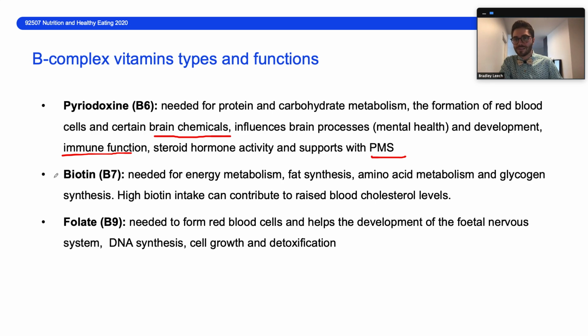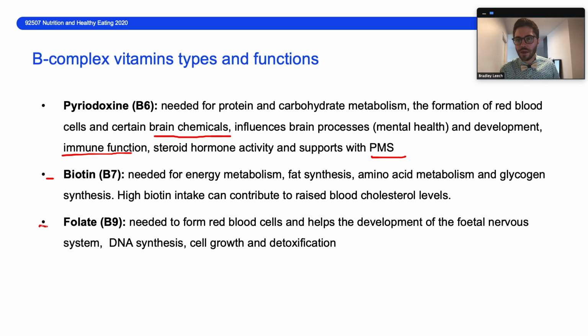We've got B7, needed for energy metabolism, needed for fat synthesis, glycogen synthesis. Now, another interesting element of B7 is if you consume too many raw eggs, it will actually bind onto B7, and you can actually become deficient of that within your diet.